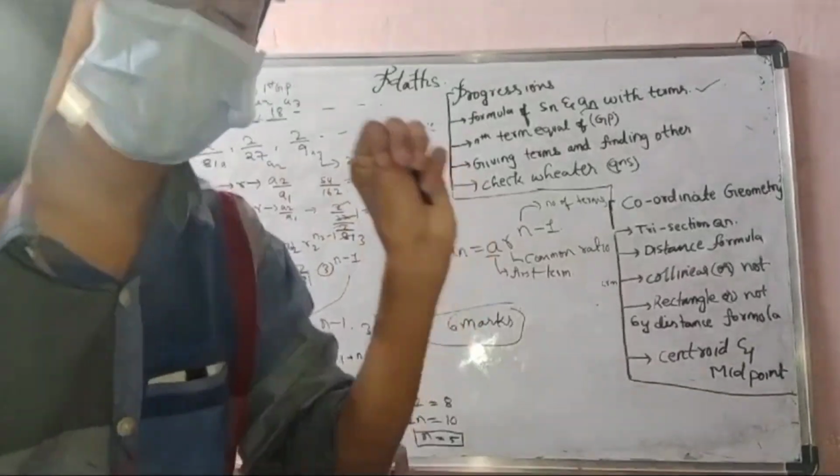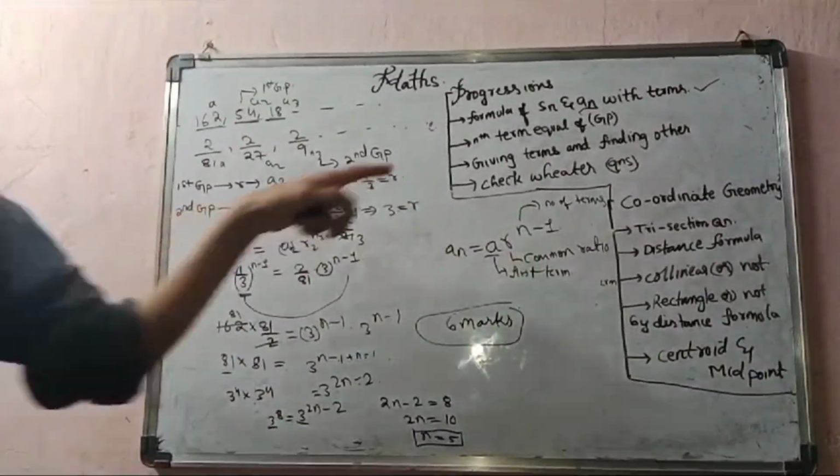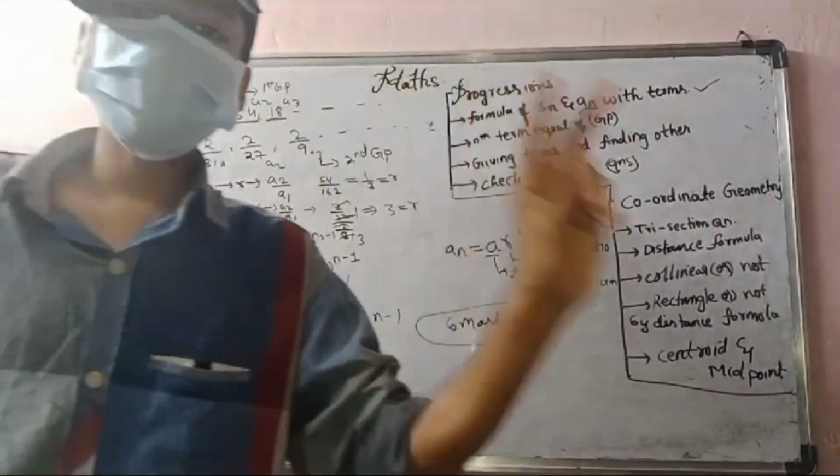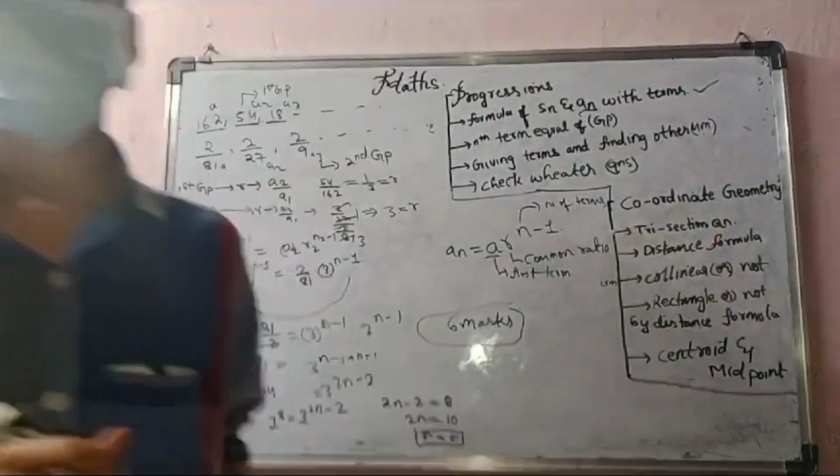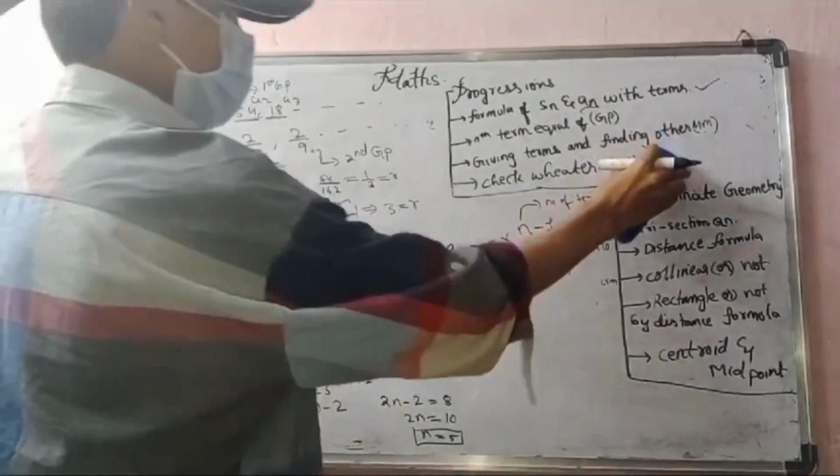Clear, completed, crystal clear. Okay, now what is the next? Giving terms and finding error. This is a very common question. For 4 marks I think they will ask. Okay, clear. And this check error also carries 4 marks.